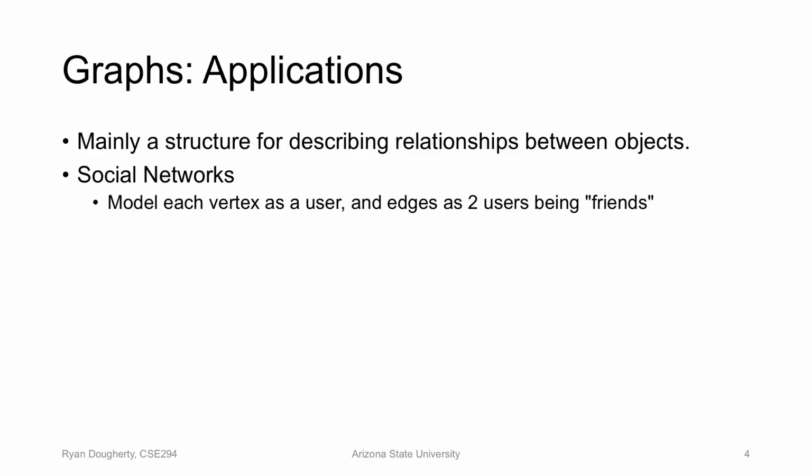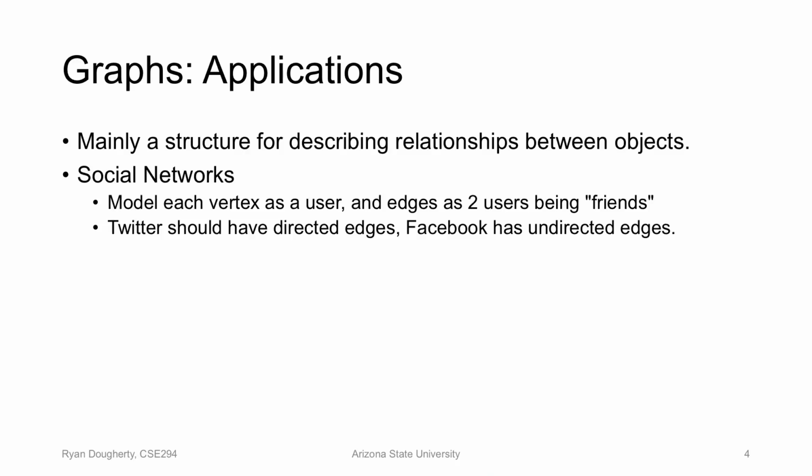But here, for social networks, we can look at this as a vertex for each user and edges for two users being friends. On Facebook, you can model this as an undirected edge, right? Because if you're friends, then you can see each other's profile. But in other cases, like on Twitter, you follow someone, but they don't necessarily have to follow you back. In that case, it's a directed edge, because you can model it as a directed edge from you to the person you're following.